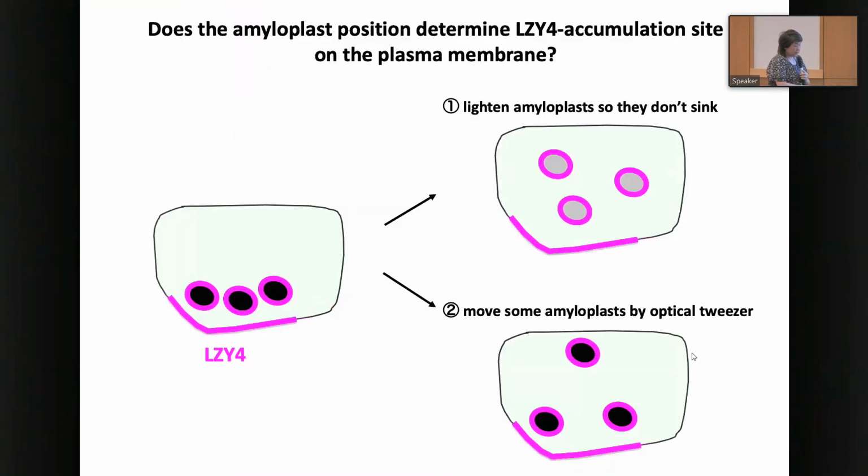Next, we'd like to know whether the position of the amyloplast determines the LZY accumulation site on the plasma membrane, whatever the direction of gravity is. And we performed two kinds of experiments. First, lighten the amyloplasts and let them float. And the second one is to move some amyloplasts by optical tweezers.